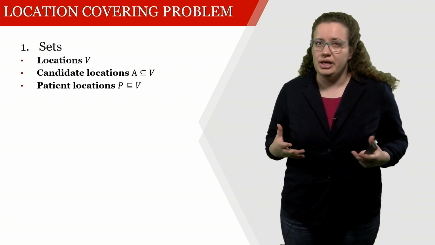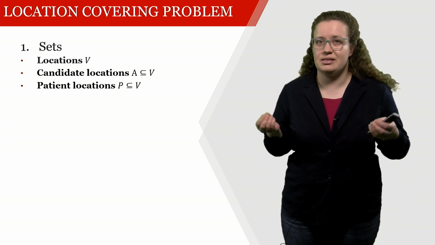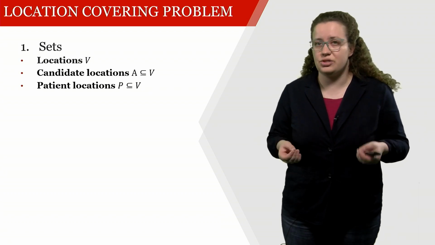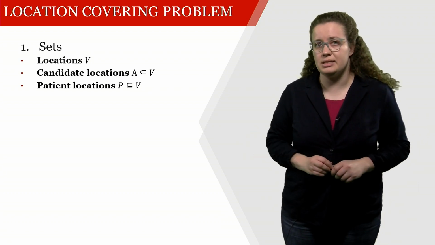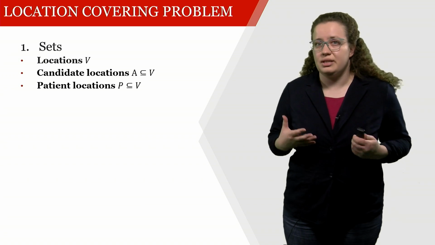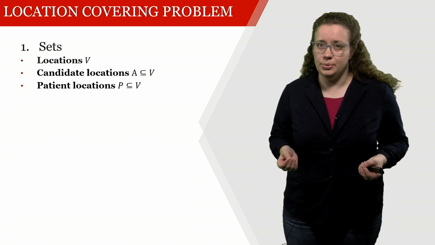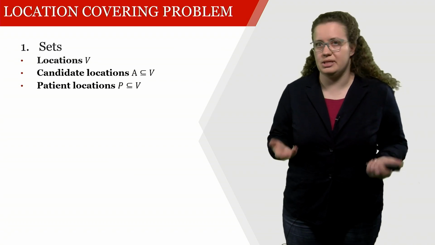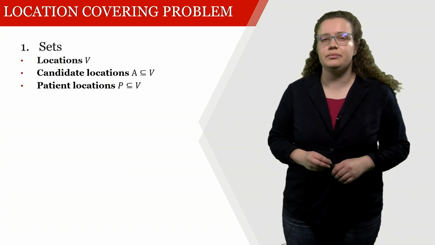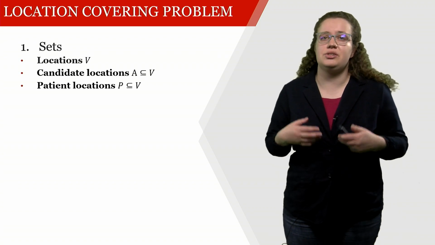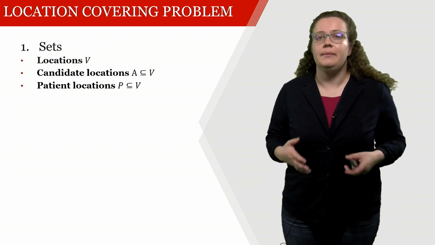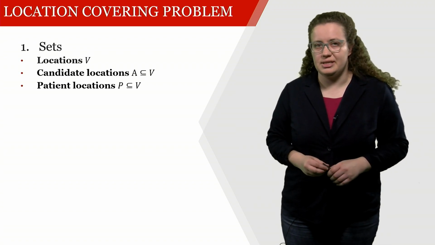A candidate location is a location where I can place something. So it's a discretization of the continuous space. And in the case of ambulance locations, it might, for example, make sense to use hospitals as candidate locations. The patient locations is a very big set, but it's relatively obvious what it is.